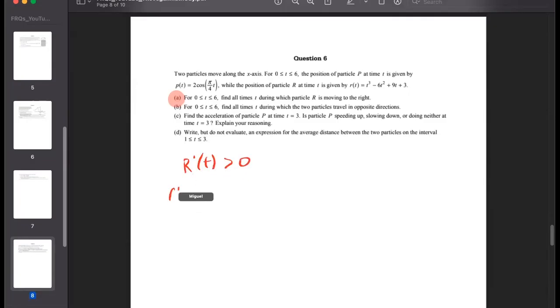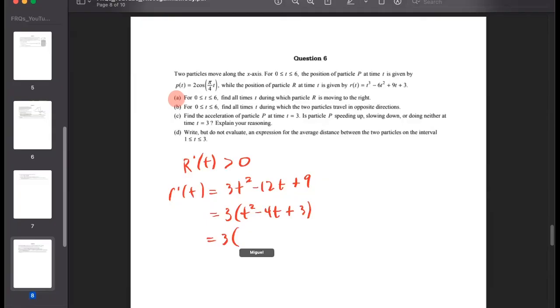So let's go ahead and take our derivative, which is 3t squared minus 12t plus 9. We can factor out a 3 and get t squared minus 4t plus 3. And this becomes 3 times (t minus 3)(t minus 1). So we have a couple of values: t is equal to 1 and t is equal to 3.